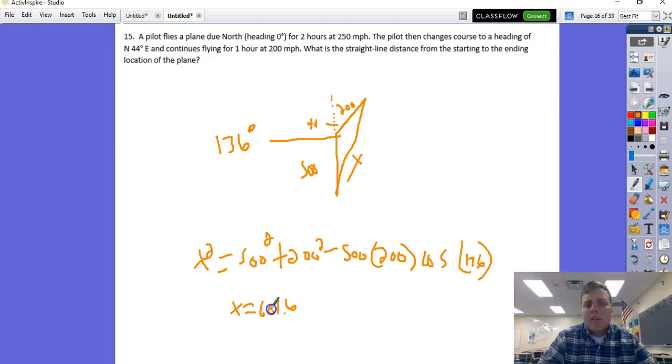Again, I'm not sure we ever covered this exact problem in class, but it's not a hard problem, guys. It's really not. The trick is just remember that the angle that gets made is not inside the triangle, it's outside the triangle. So you have to subtract it from 180. And then it's just a law of cosines problem.